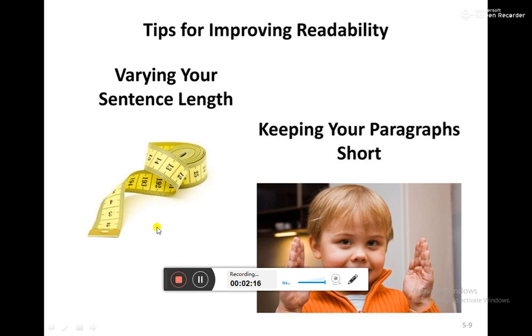If you look at the second tip for improving readability, that is keeping your paragraphs short. It means that large blocks of text can be visually daunting, particularly on screen. Unless you break up your thoughts somehow, you will end up with a lengthy paragraph, and that will intimidate even the most dedicated reader.